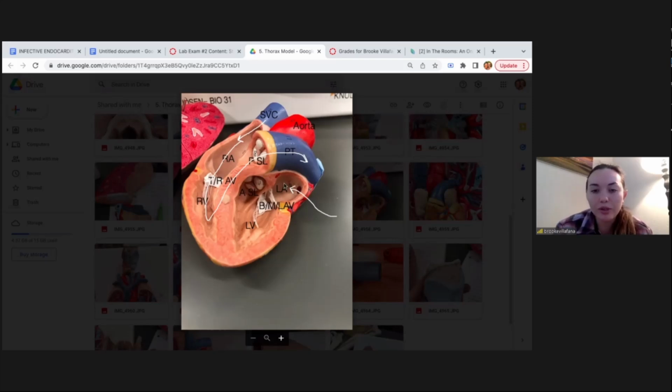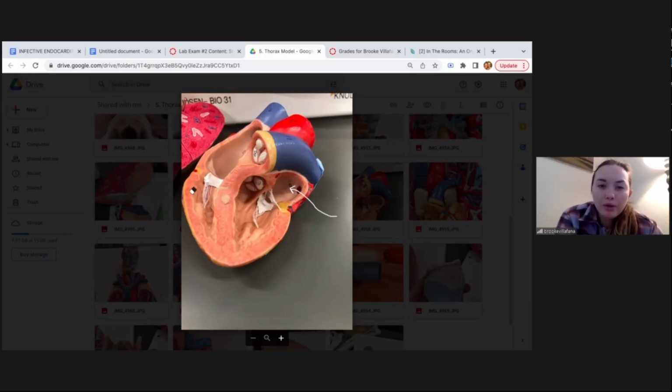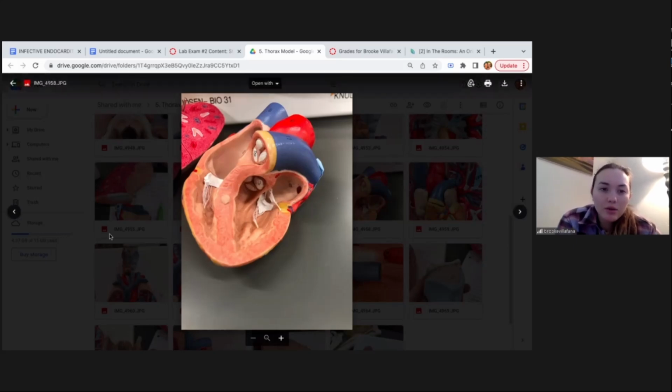So this is a really cool picture because you can see the whole heart in one place. This would be a really cool one to print and put in your notebook for the heart. All right, I want to look at the blood vessels really quick before we go, because that's one of the main things you need to know on this model.